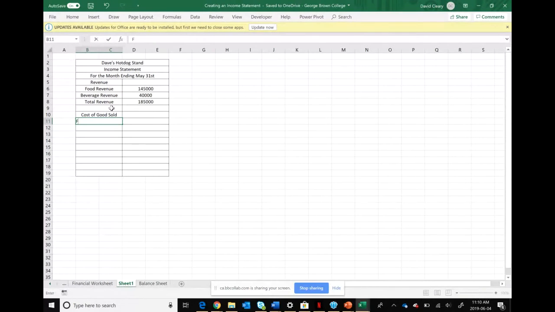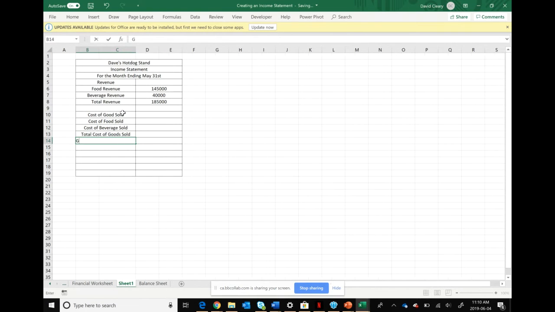So our cost of goods sold will be our food cost, or sorry, I'll label that better. Cost of food sold and our cost of beverage sold, and then our total cost of goods sold. There we go. I'm just going to make this a bit bigger. There we go. And our gross profit.